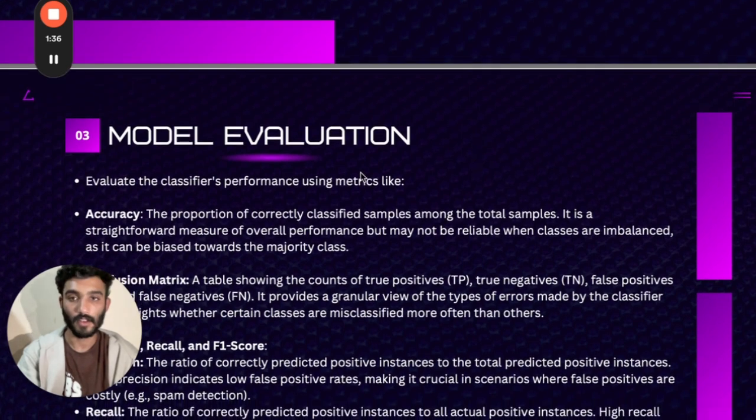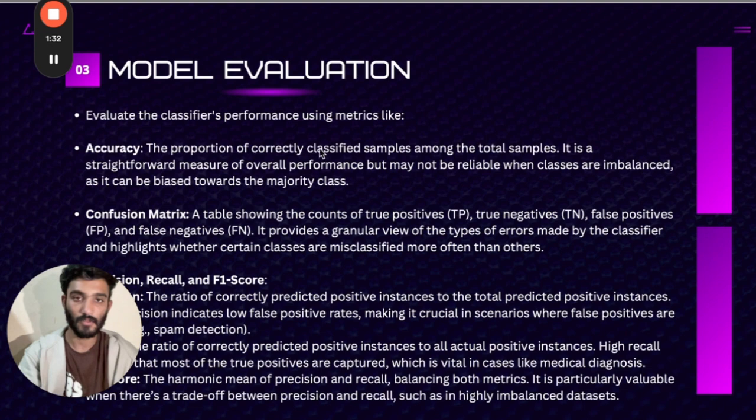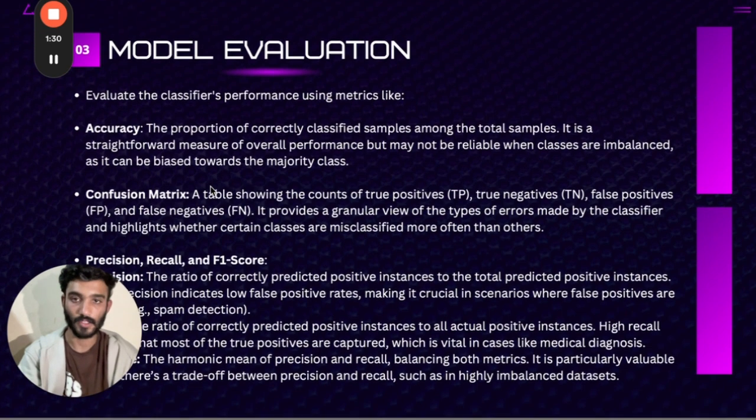Fourth, model evaluation. We will discuss model evaluation. Evaluate the classifier performance using metrics like accuracy, the proportion of correctly classified samples among the total samples. It is a straightforward measure of overall performance but may not be reliable when classes are imbalanced, and it can be biased toward the majority class.